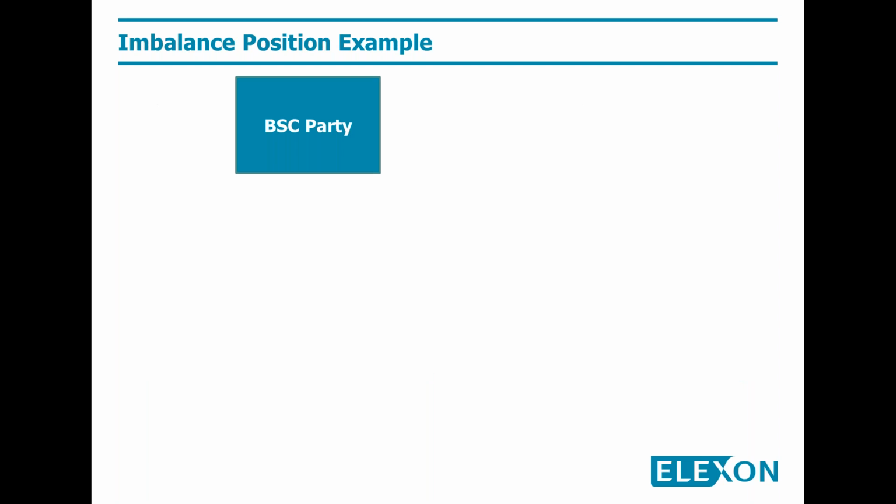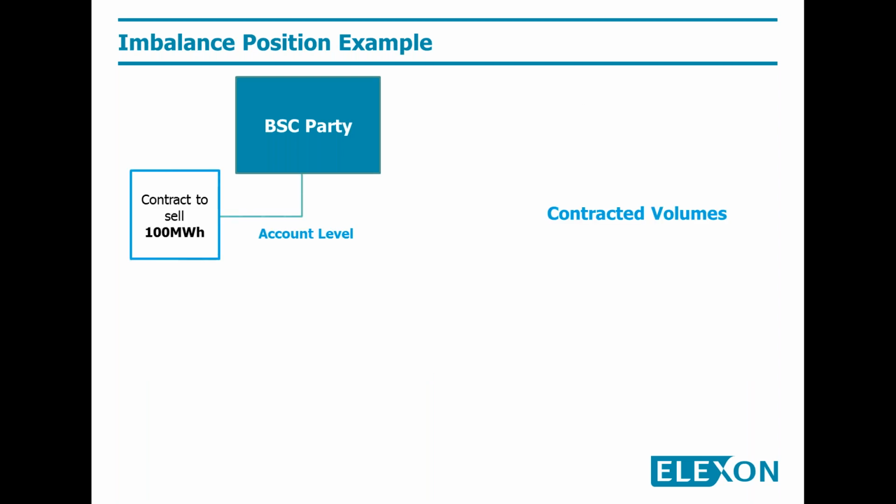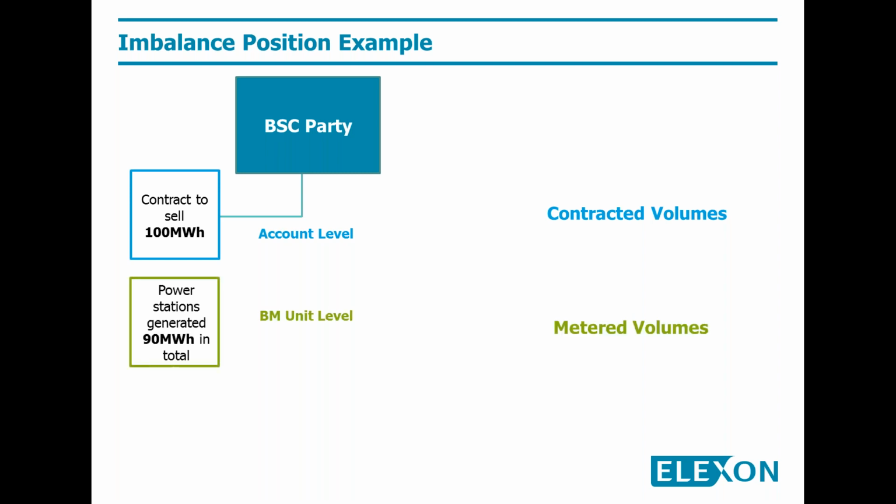So here's an example of a BSC party. On the production side, they've contracted to sell 100 megawatt hours for a particular period. Their power stations have only generated 90 megawatt hours, and therefore their imbalance volume for the production side is minus 10 megawatt hours. So they're 10 megawatt hours short.